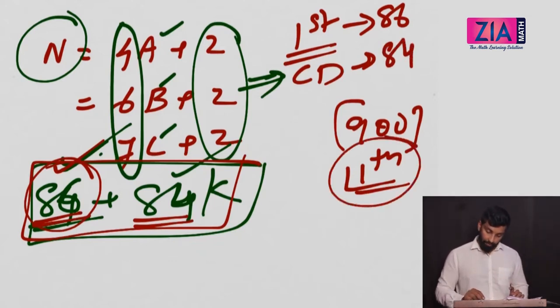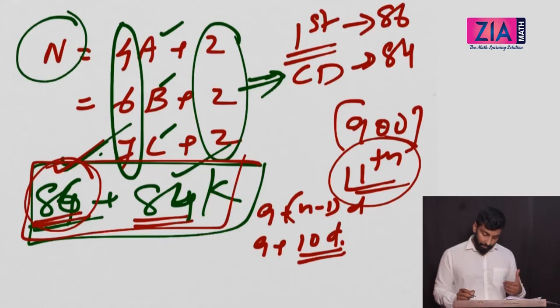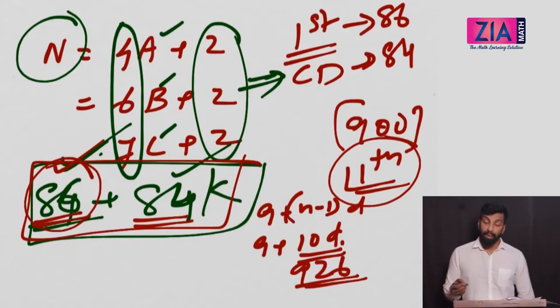If they are asking the 11th term, we know the formula: a plus n minus 1 into d. That is nothing but a plus 10d. What is this 10d? 10d is 840, and a is 86. So 840 plus 86, you will get 926. So 926 is your 11th term.